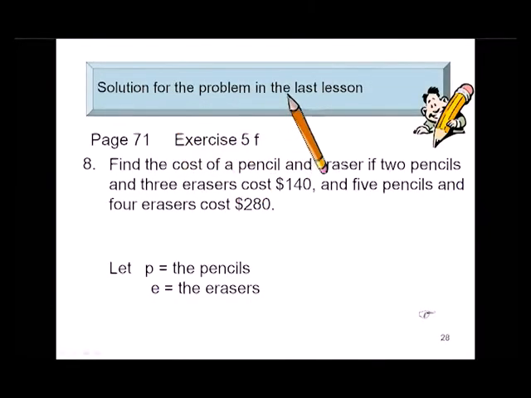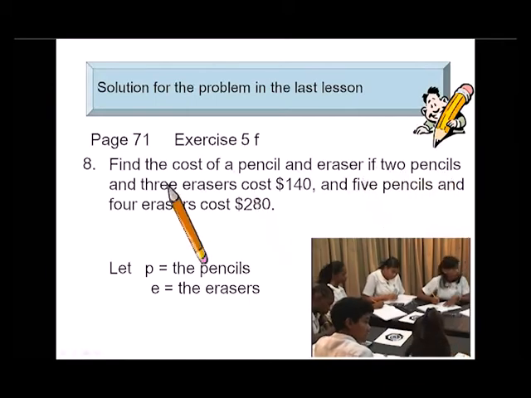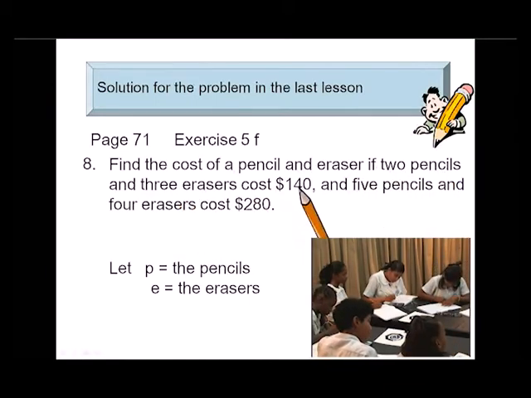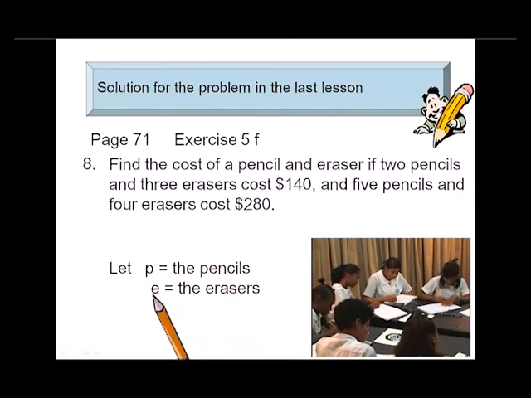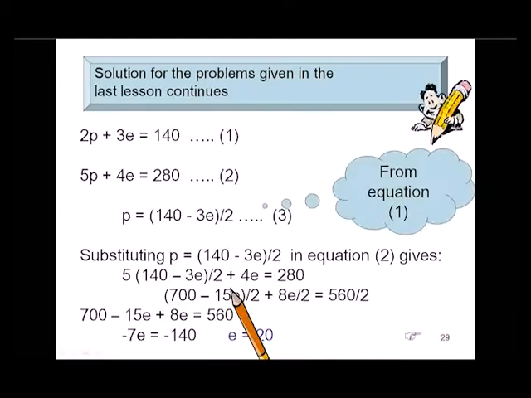Solution for the problem in the last lesson. Page 71, exercise 5F. Find the cost of a pencil and an eraser if 2 pencils and 3 erasers cost $140 and 5 pencils and 4 erasers cost $280. Let P equal the pencils, E the erasers. 2P plus 3E equals 140, equation 1. 5P plus 4E equals 280, equation 2.